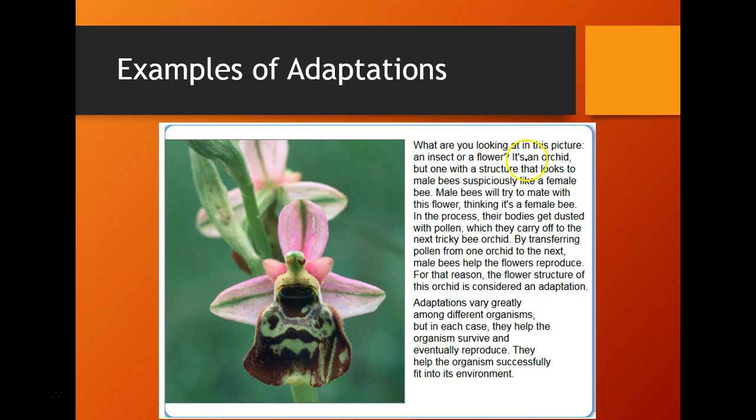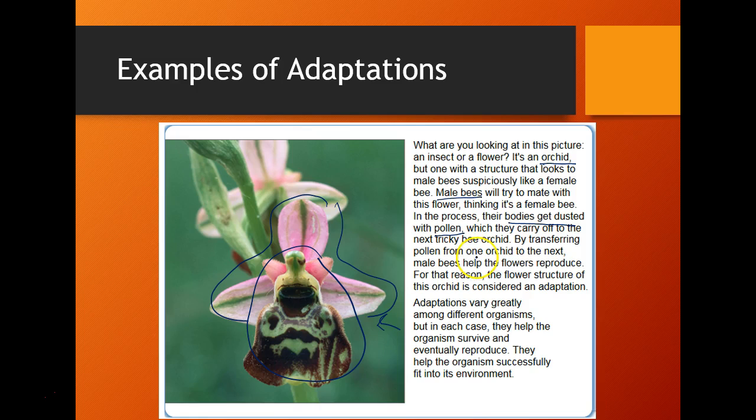Here's our last example. This one is an orchid, but what's unique about this type of orchid is that when you look at it, you might think that you're looking at an insect as well, because this part right here clearly looks like some sort of flower, but this part right here is a little confusing. That might resemble an insect. What happens is that male bees come up to this part of the flower and try to mate with it, even though it's just a flower, because they think it's a female bee. In the process, their bodies get dusted with pollen, and then they fly away and take that pollen to the next flower.